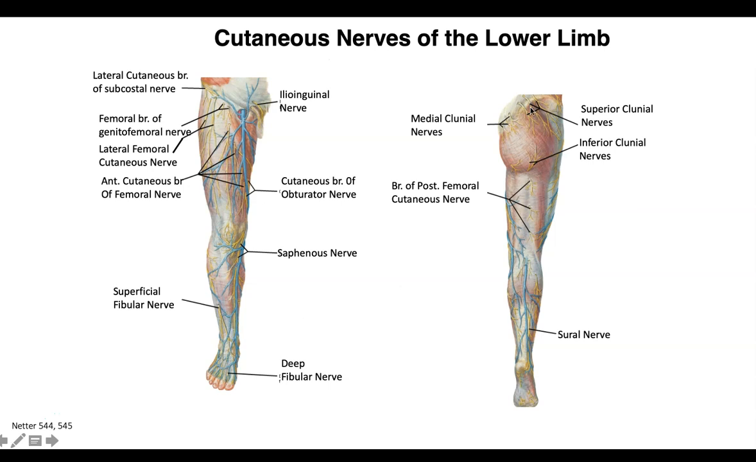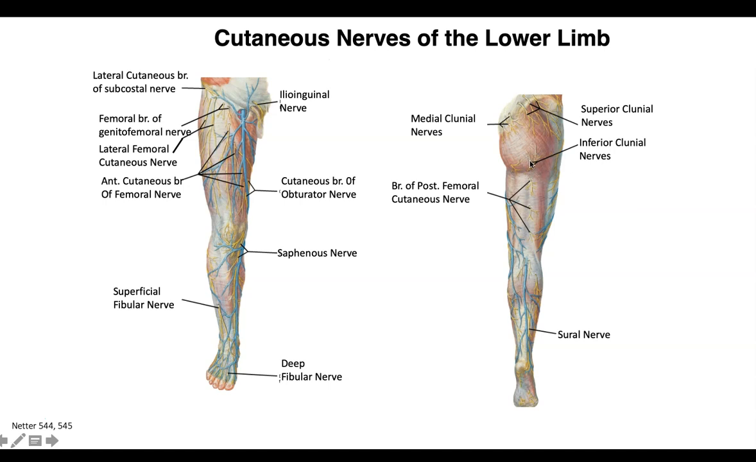On the posterior aspect of the lower limb, surrounding the gluteal region, there are 3 sets of cluneal nerves. Clune means buttock, the gluteal region. Those are the cutaneous nerves surrounding the gluteal region. The superior cluneal nerves supply the upper part of the buttock, the medial cluneal nerves supply the medial part of the buttock, and the inferior cluneal nerves supply the inferior part of the gluteal region.